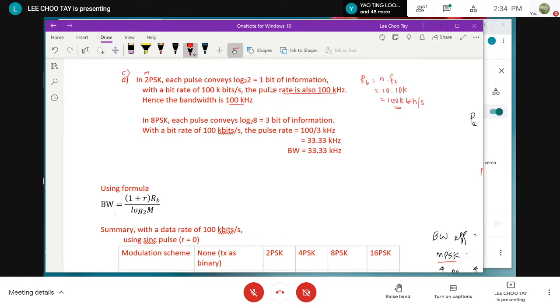And then for 8 PSK, each pulse is conveying 3 bits of information. Now again, with the same number of bits per second, our pulse rate will be 33.33 kilohertz, and then the bandwidth will again be the same as the pulse rate, which is 33.33 kilohertz.